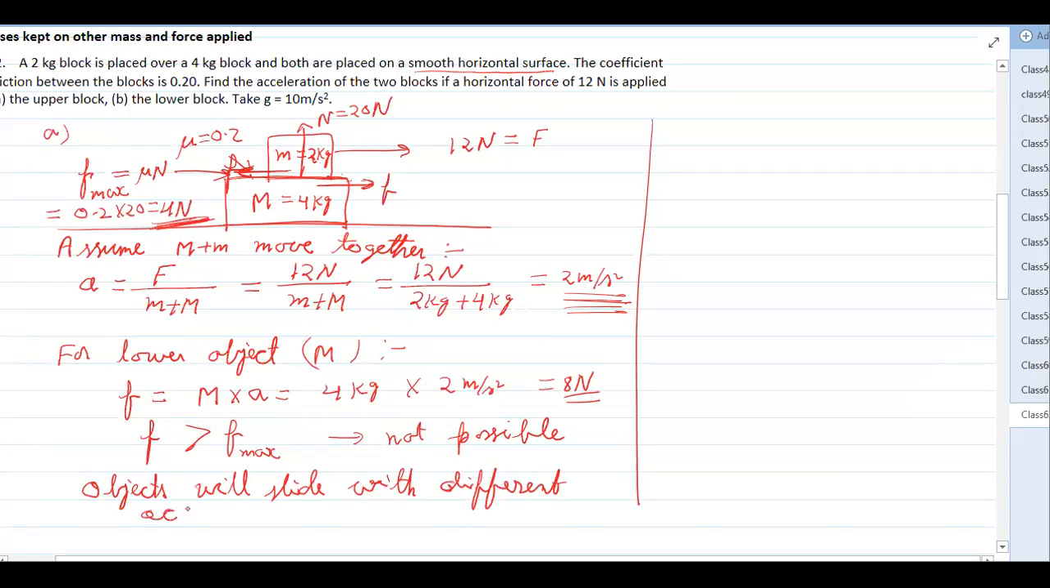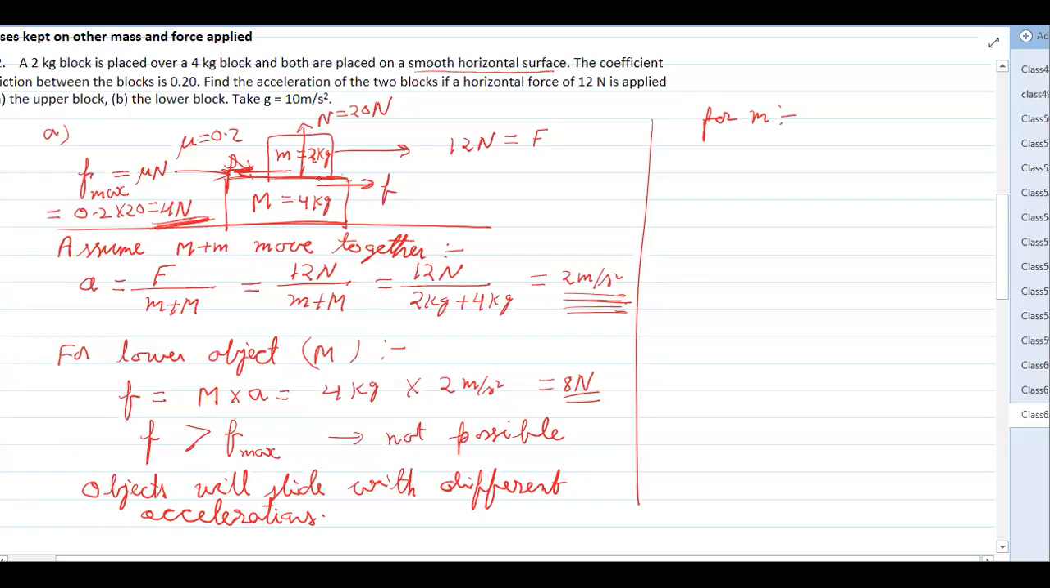With different accelerations, the objects will slide. And therefore, if they are sliding with different accelerations, now we can write for small m. Since they are sliding now, the friction force will act at maximum value.